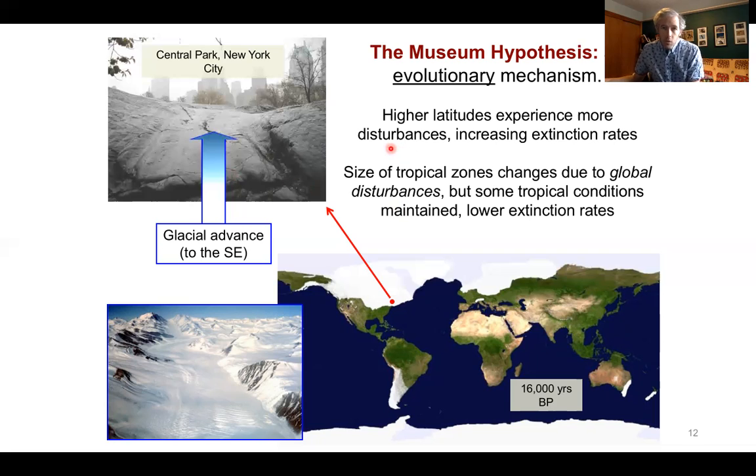And what happens is in the tropics, these areas here, they were never covered by this ice age. Okay, so they've remained relatively stable. So the size of tropical zones changed due to global disturbances. When the ice age took place, the actual size of the tropics probably shrank a little bit as it came in the way. But even during the ice age, some tropical conditions were maintained. As a result, we had lower extinction rates in the tropics because although the size of them has changed, the tropics themselves have remained relatively stable.